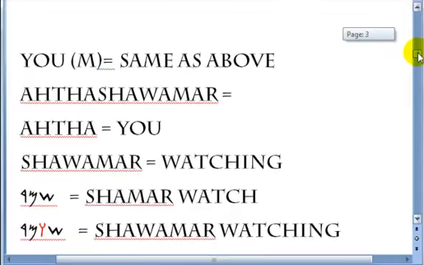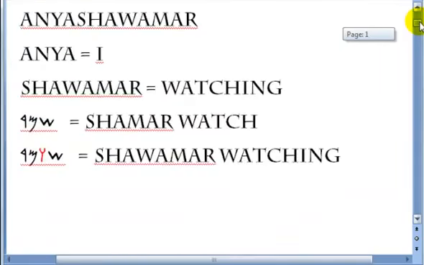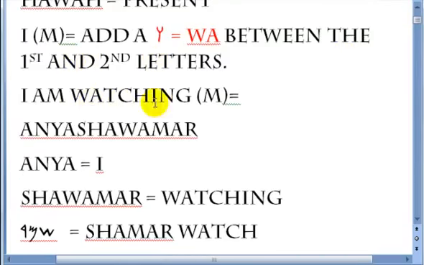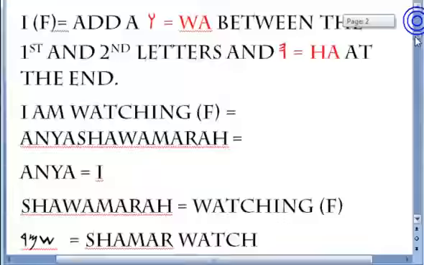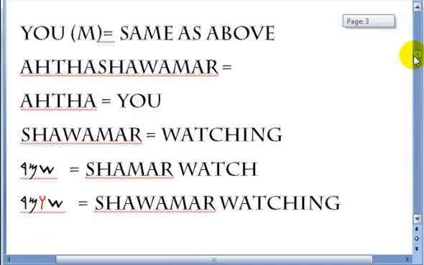Then for the feminine, that was for the feminine, and for the masculine is the same thing. I am watching. Alright. Now this one here is you are watching. Alright, you are watching. Just bear with me one second. Or basically you watching. Alright, but this is for the male.